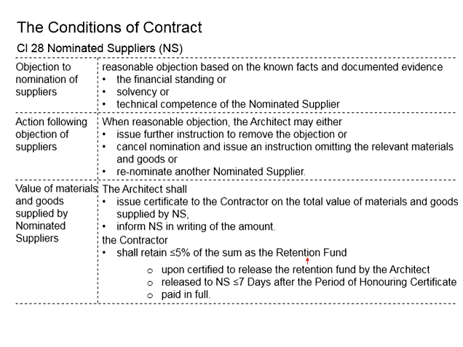Now, once the architect certifies to release the retention fund to the nominated supplier, payment should be made to the nominated supplier within 7 days after the period of honouring certificate, and this retention fund should be paid in full. Once it is certified to be released to the nominated supplier, the contractor can no longer retain the money and will have to pay the nominated supplier in full.